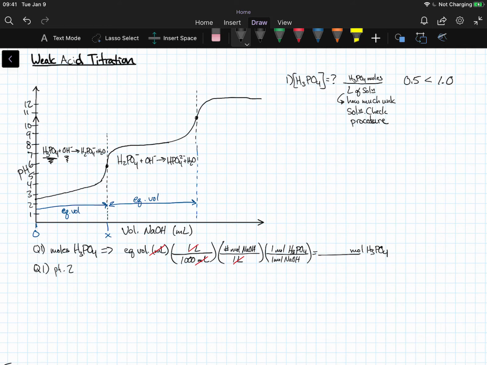And what you can do is you can use this second equivalence volume and plug that into the same equation. So you're going to repeat with the second equivalence volume. And you should get roughly the same number of moles. You should get roughly the same concentration because all of the moles in the second reaction came from the first reaction. So these 2 should be equal. The concentration should be equal. It really is going to vary depending on where you pick your equivalence point to be in these 2 steps.